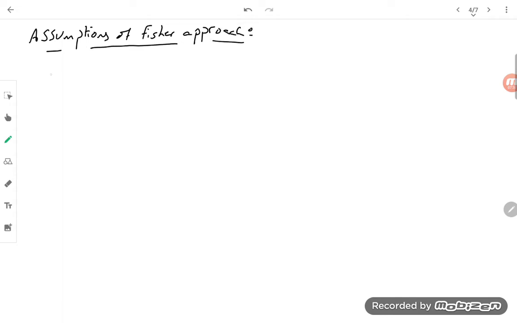What are the assumptions of the Fisher approach? There are three main assumptions. Number one, velocity of money and volume of transactions are constant. So V and T are constant. So we can write it as MV equals BT, where V is constant and T is constant.